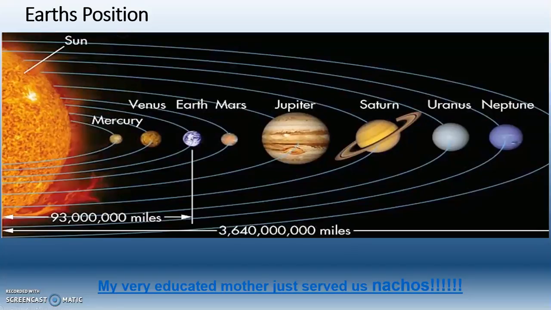Okay, so we're going to go ahead and continue on talking about the Earth in relationship to the Sun. Now we know that the Earth is 93 million miles away from the Sun, and it is the third planet from the Sun. Oftentimes the slogan, "My very educated mother just served us nachos," is a phrase that's used to help memorize the order of Earth in relationship to the other planets. So we have Mercury, Venus, Mars, Earth, Mars, Jupiter, Saturn, Uranus, and Neptune.